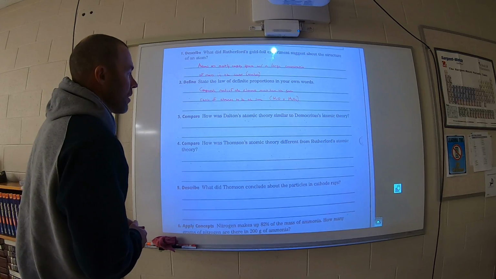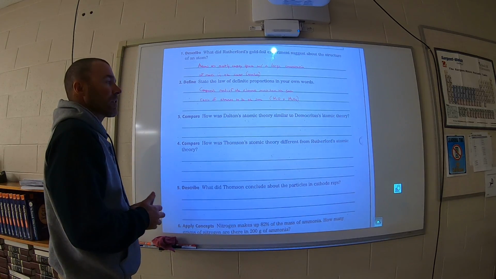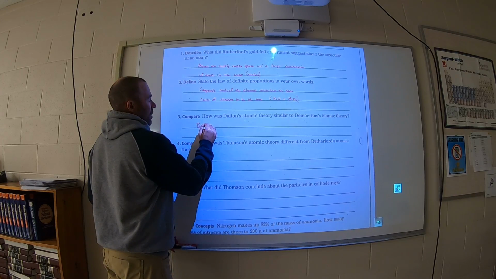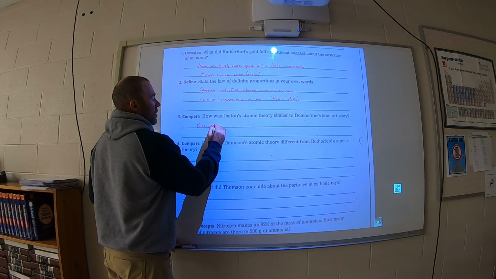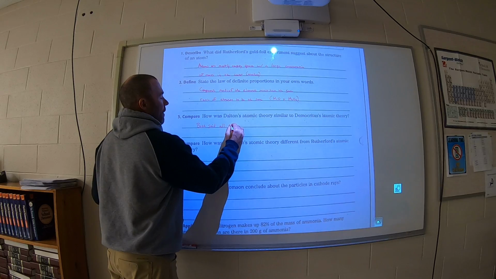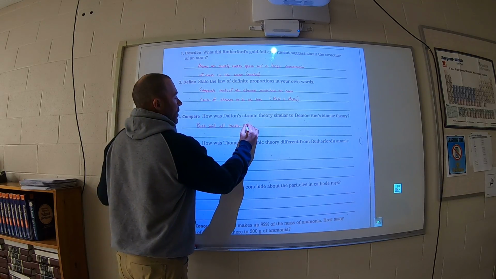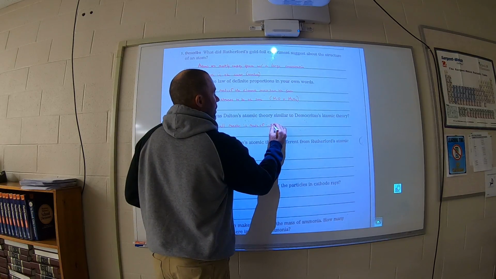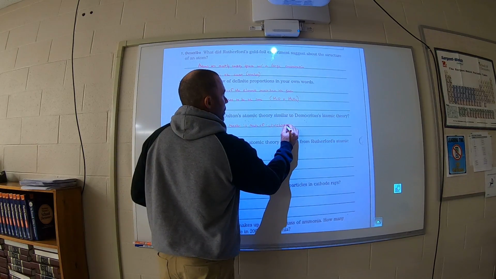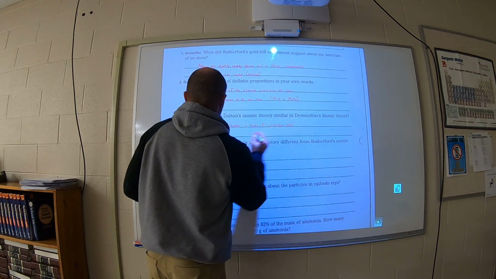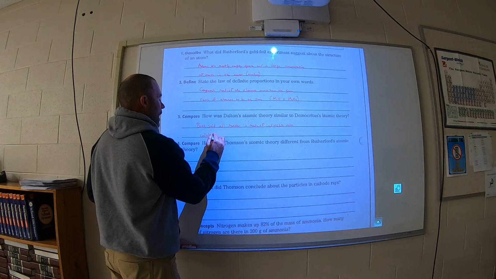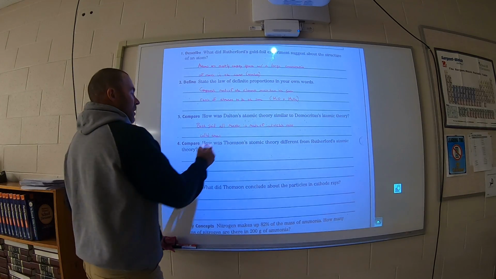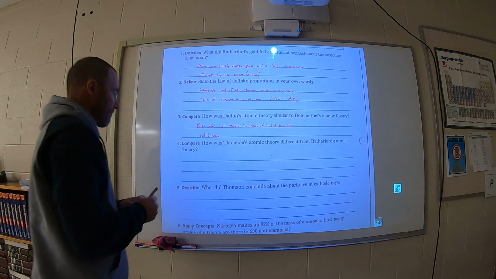Number 3, how is Dalton's atomic theory similar to Democritus' atomic theory? Both said all matter is made of indivisible units called atoms. We know now that's not entirely true. The atoms can be further broken down.